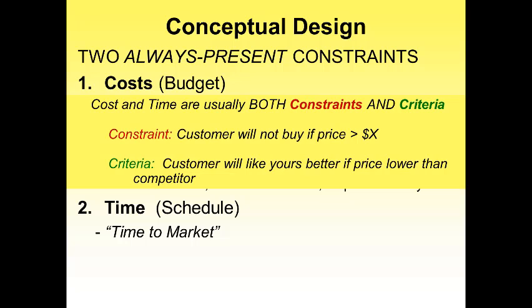So cost and time are usually, again, both constraints and criteria sometimes. I mean, they are constraints in that customers will not buy our certain products if the price exceeds a certain level. And it's also a criteria. They probably like our product better if the price is lower than the competitors. And how much they like it is directly dependent on what price we charge for it. And so this is a case where cost is both a constraint and a criteria.